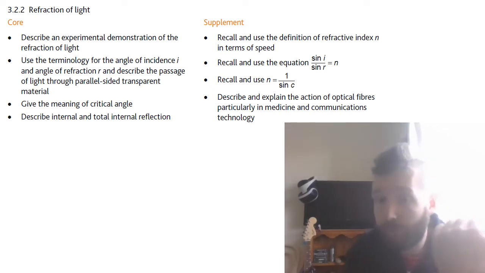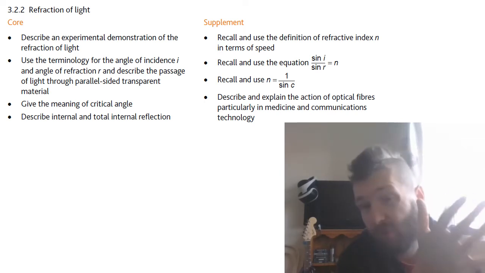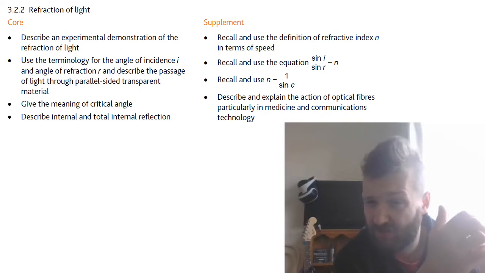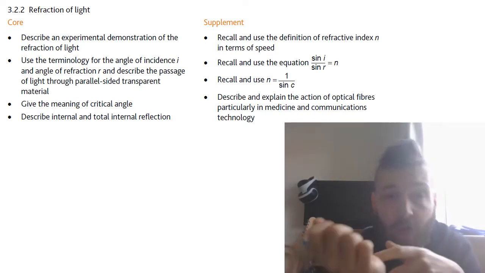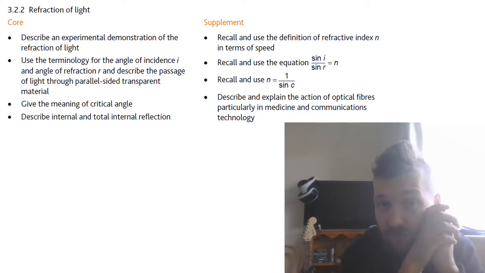Now, we talked about reflection of light there, now refraction of light. Describe experimental demonstrations of refraction of light, right? So remember refraction is when it's slowing down or speeding up, changing speed or direction. Use terminology like the angle of incidence and the angle of refraction, and talk about how it's passing through materials there. Wonderful. Give the meaning of critical angle and describe internal reflection and total internal reflection.